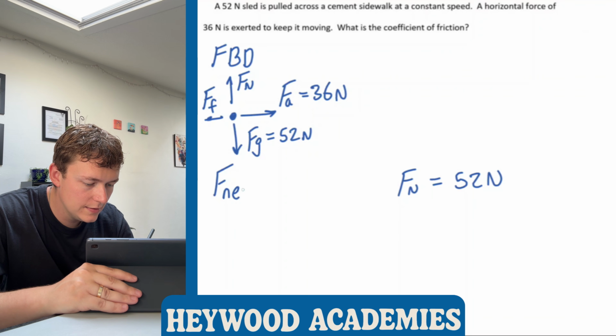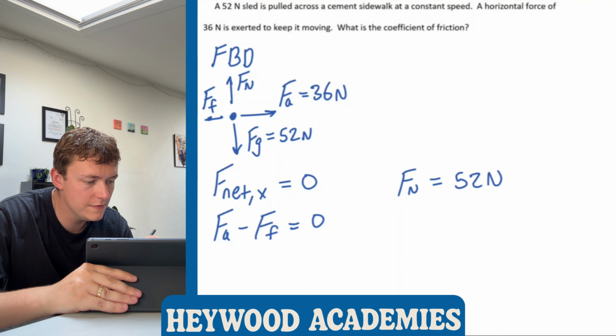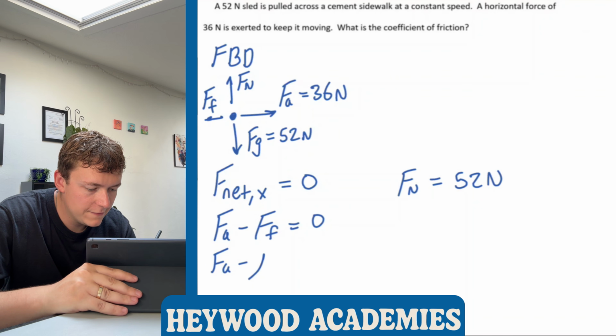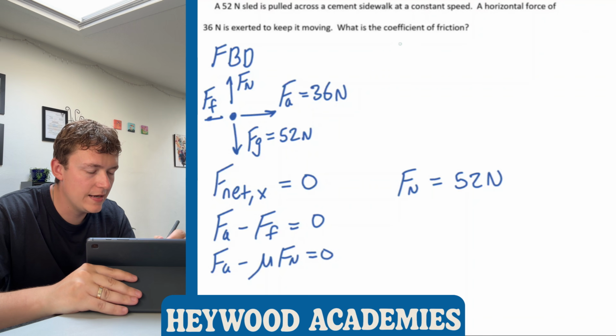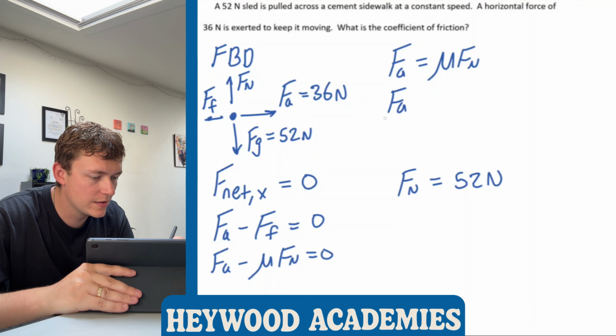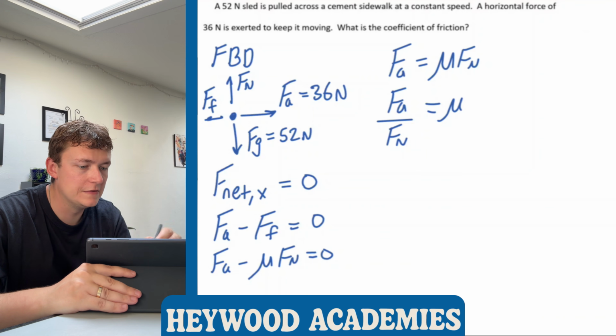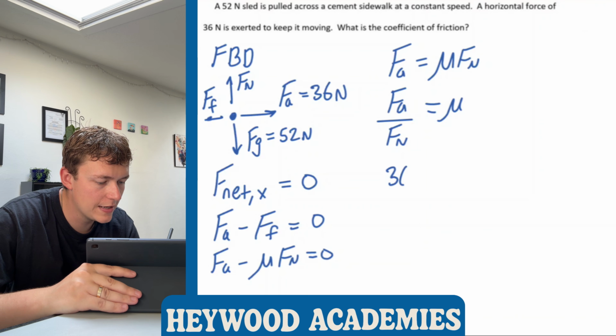So F net in the x direction is equal to 0. Applied force minus friction force is equal to 0. Applied force minus mu Fn is equal to 0. Then we can rearrange for that coefficient of friction. So that's going to be the applied force divided by the normal force is equal to mu. And we got that normal force as 52 newtons. So we're going to have 36 newtons divided by 52 newtons.